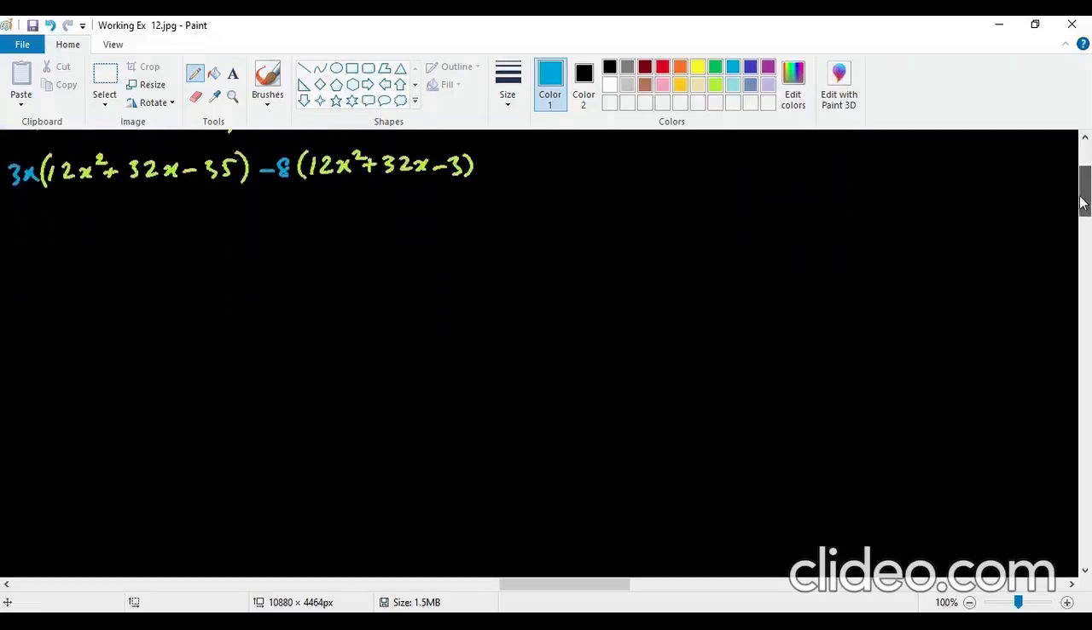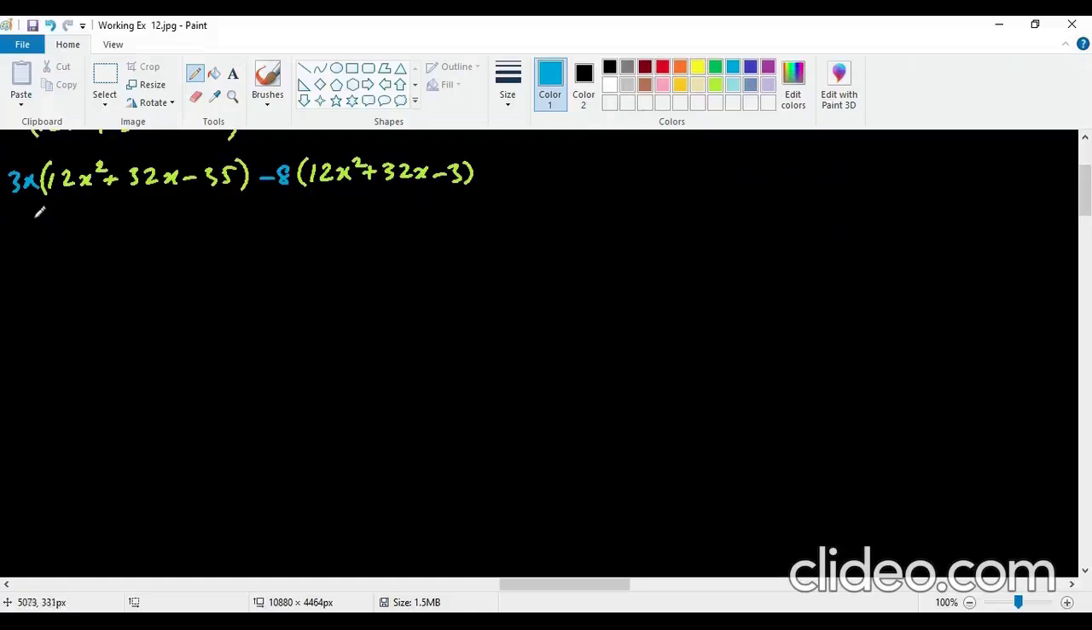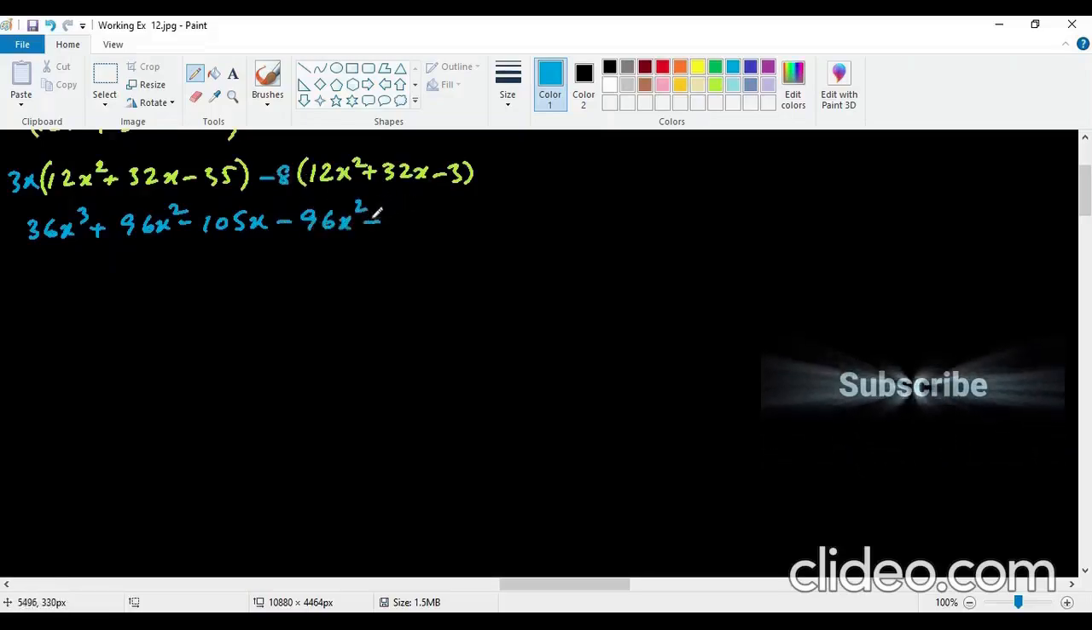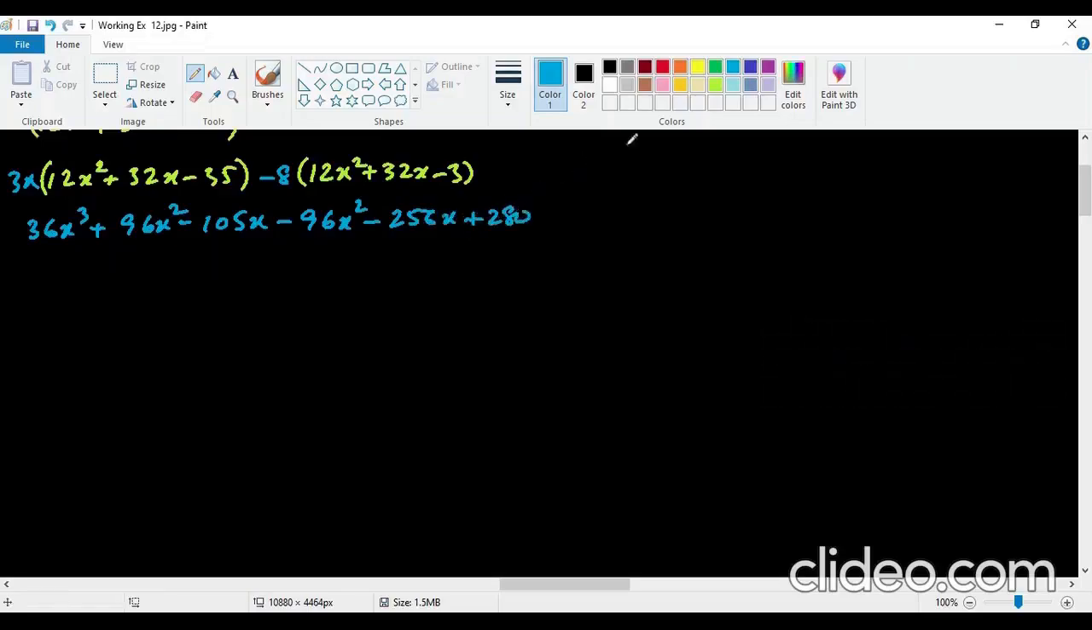Further simplifying, 3 times 12 is going to give me 36x³, and plus 32 times 3 is going to give me 96x², minus 105x, and 12 times 8 is going to give me a minus 96x², and minus plus is a minus, 8 times 32 is going to give me 256x, plus 280.